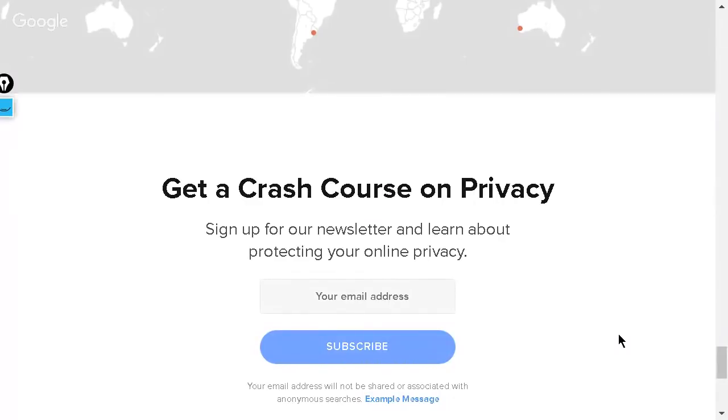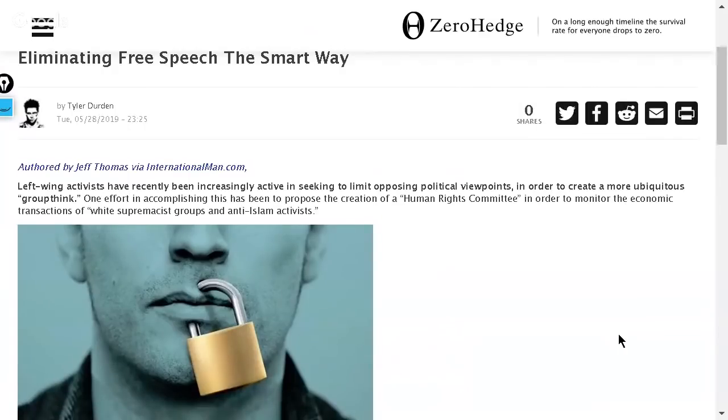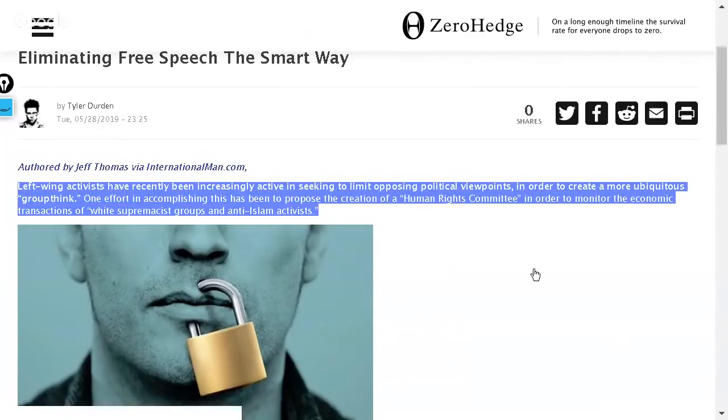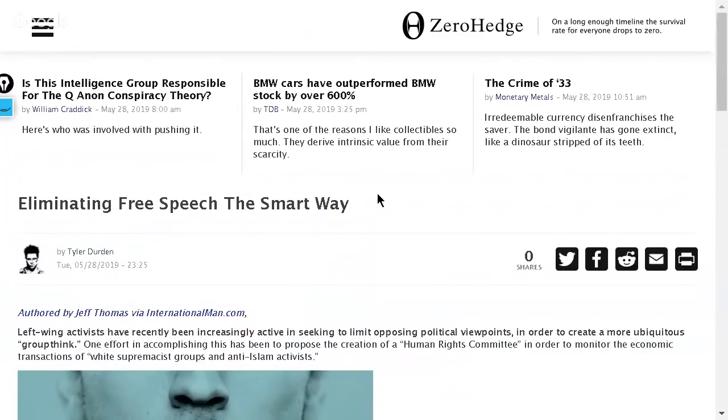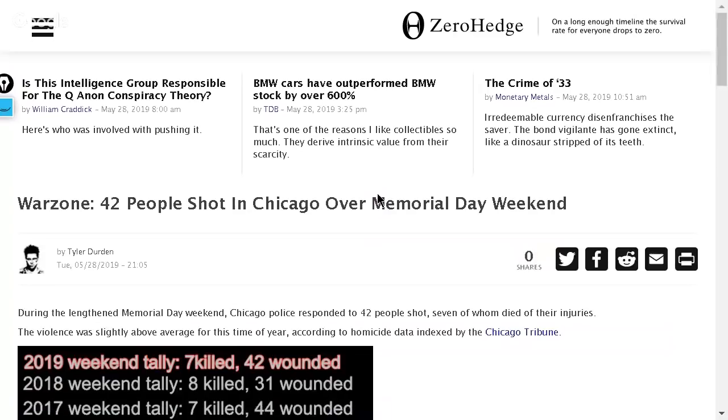Now, we're not saying don't get a VPN. We're saying do get a VPN, but DuckDuckGo is another way to avoid having your free speech eliminated by left-wing activists in big tech. Link to this article also in the description currently from Zero Hedge. There's another Zero Hedge.